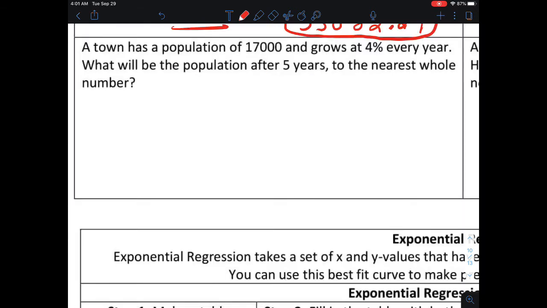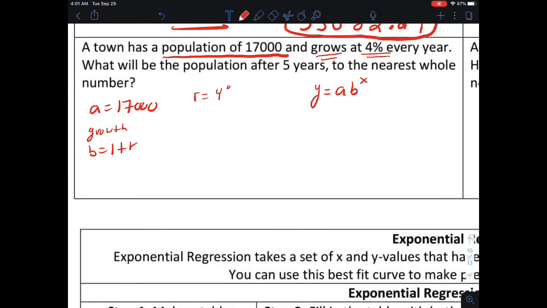Okay, let's look at another one here. So a town has a population of 17,000 people. It grows at 4% every year. So my indication when I see rates, we need to be thinking exponential function. Y equals a times b to the x power. The population they give me of 17,000, that is going to be my A. It grows at a rate of 4% every year. So what that means is we know that it grows, it's going to be growth, which means that B is equal to 1 plus R. R is that percent that they give us. So R is equal to 4%.